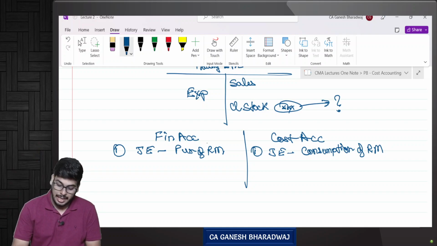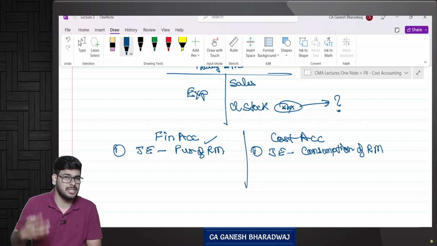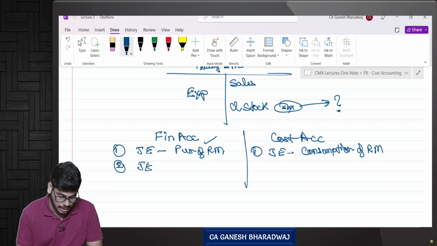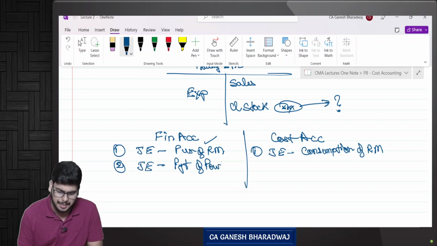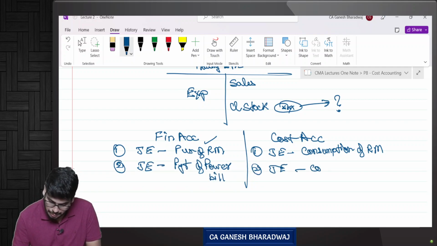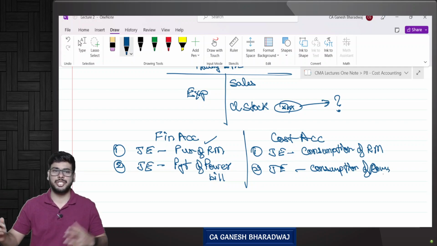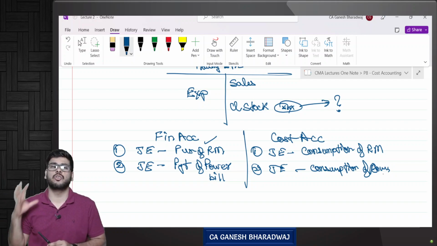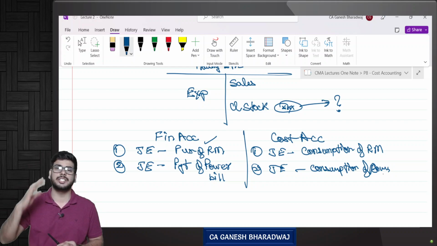Yes. So basically, in financial accounts, you pass entries for purchase of raw material. Here you pass entries for consumption of raw material. Let's say you pass a journal entry for payment of power bill, where the electricity board is there, to which you need to pay some power bill. Here I will pass entries even for consumption of power. As and when I consume power, let's say I'm switching on my machinery for 1 hour, for this 1 hour I will see that so much power has been consumed. So that is the cost that needs to enter into the product.